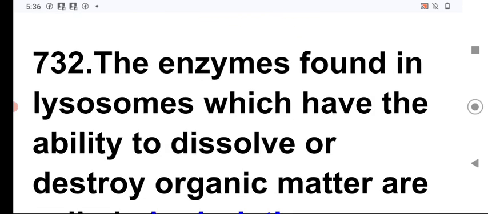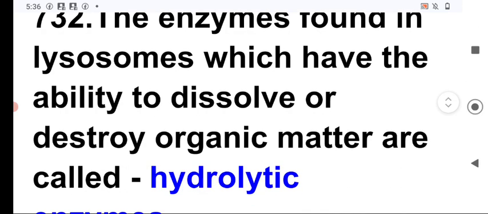The enzymes found in the lysosome, which have the ability to dissolve or destroy organic matter, are called hydrolytic enzymes, and due to this action the lysosomes are known as the bags of suicide.